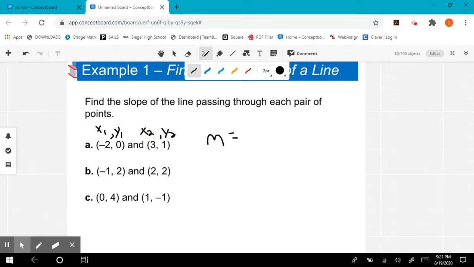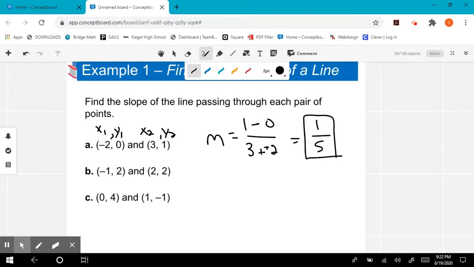So my slope is going to be y2 minus y1, which is 0 over x2 minus x1, which will be 3 minus a negative 2. Use a calculator, whatever. 1 minus 0 is 1. 3 minus a negative 2, minus a negative plus a positive, I end up with 5. So the slope of that line is 1/5. And we generally leave slopes in fraction form. Whenever we talk about rates of change, which is a slope, then we'll start using more decimals, but most of the time we use fractions.